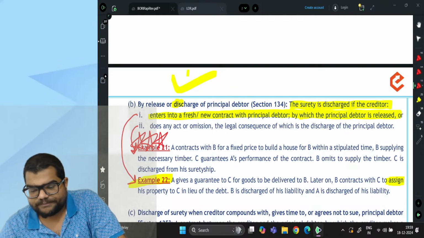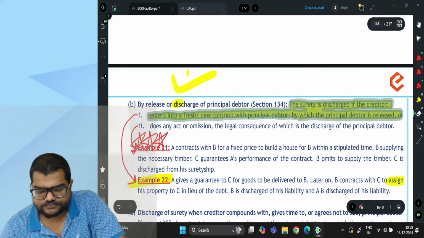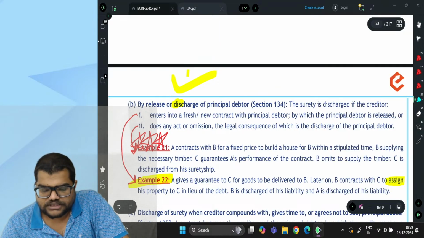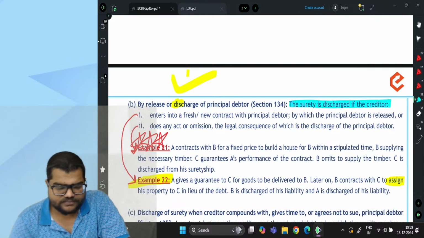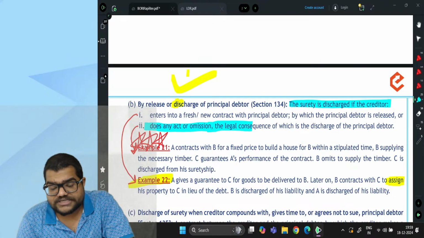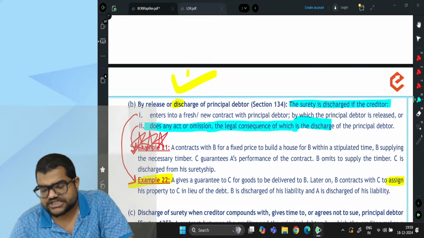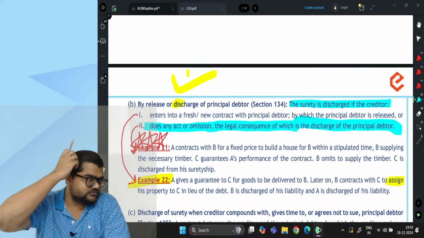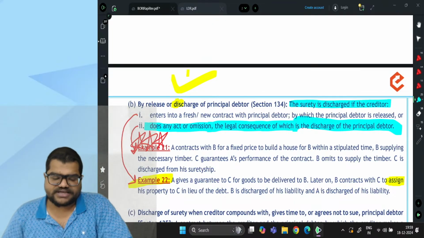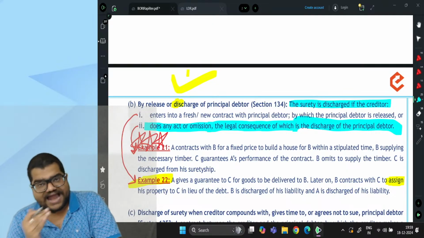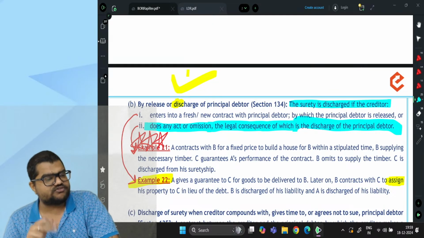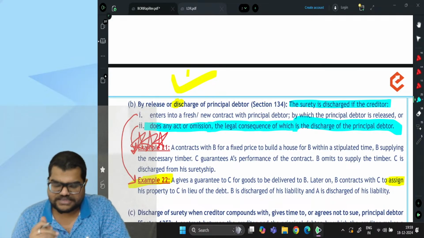Let's come to the point. The point goes like this. The surety is discharged if the creditor does any act or omission, the legal consequence of which is the discharge of the principal debtor. I'll repeat. The surety is discharged if the creditor does any act or omission, the legal consequence of which is discharge of the principal debtor. Let's come to an example.